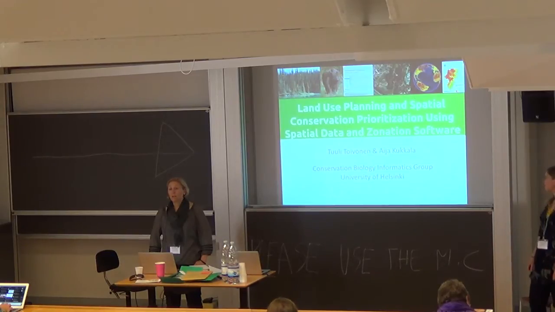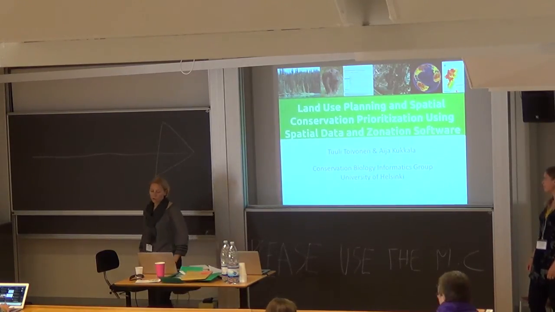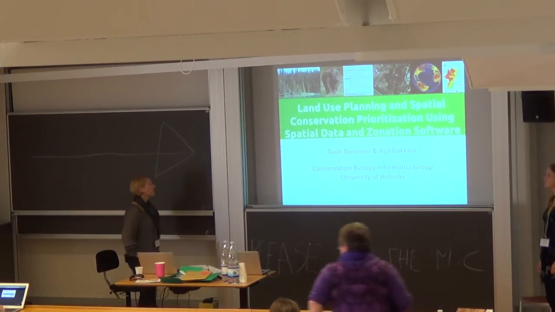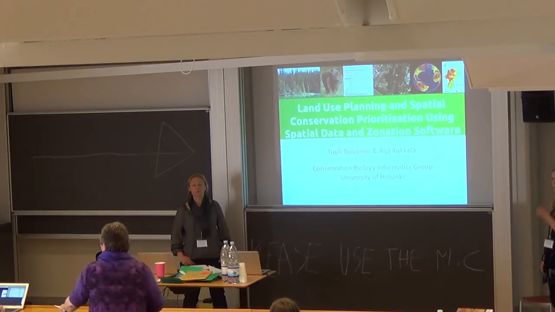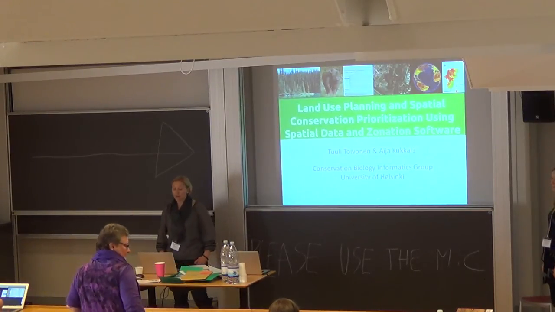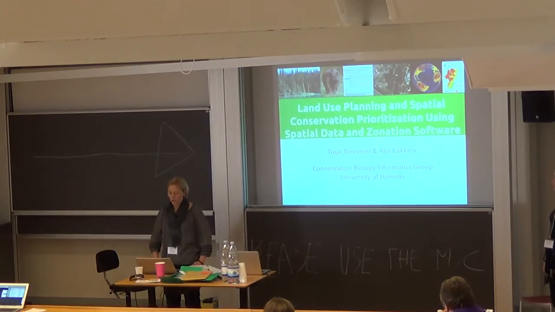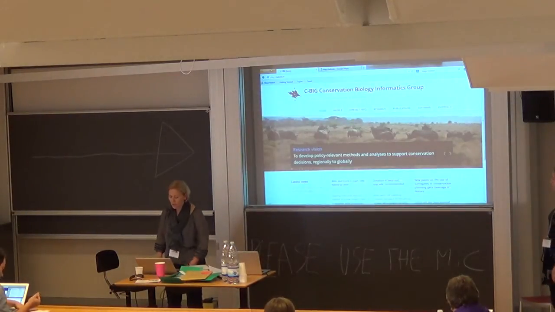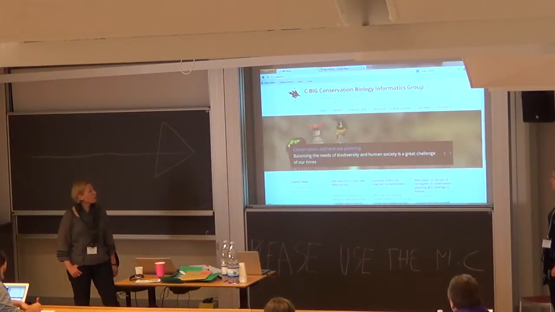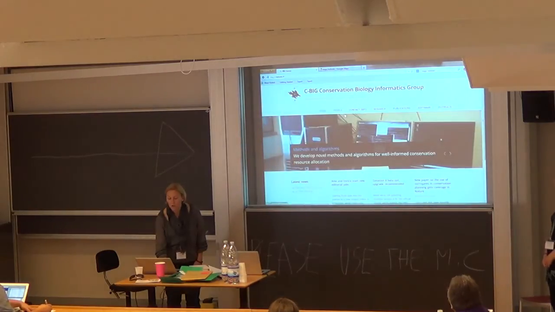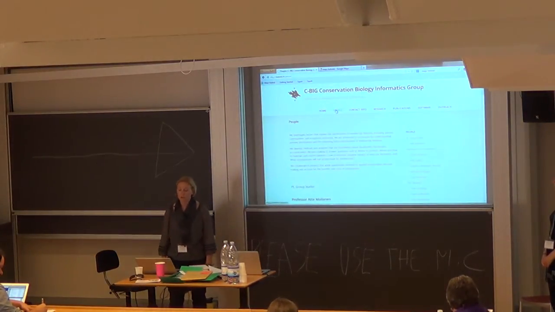We'll be telling you about land use planning and conservation planning using a software called Zonation, which has been developed in the research group where we work, the Conservation Biology Informatics Group, which is a part of the Center of Excellence of Metapopulation Biology at the University of Helsinki, a Center of Excellence of the Finnish Academy. The group is 11, 13 people, depending on how you count it. And our leader, Professor Atte Moilanen, has been working for 10 years or more to develop the software that we are now presenting to you.